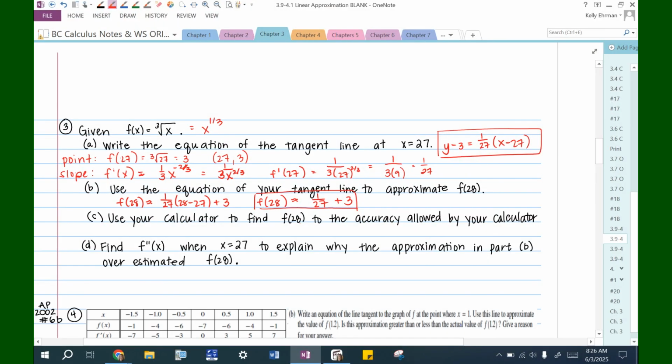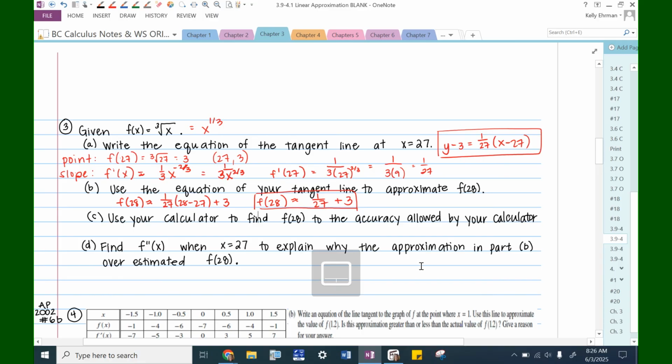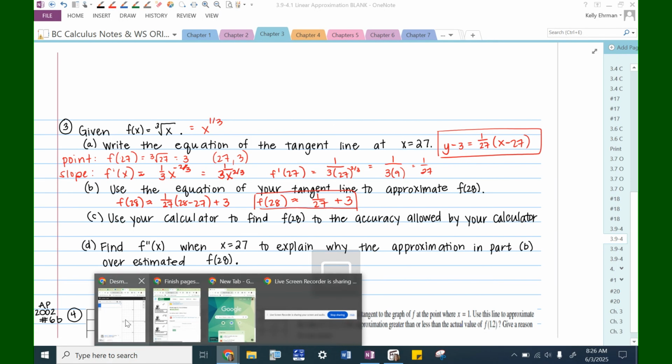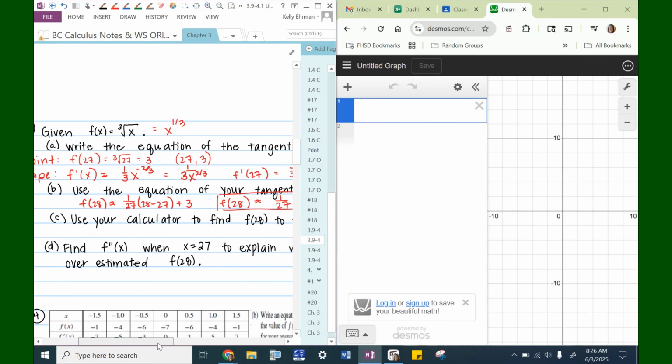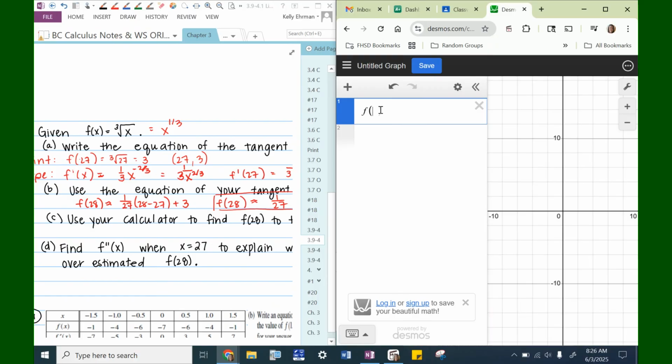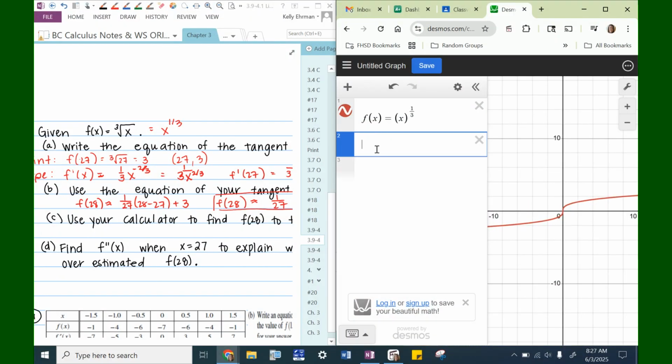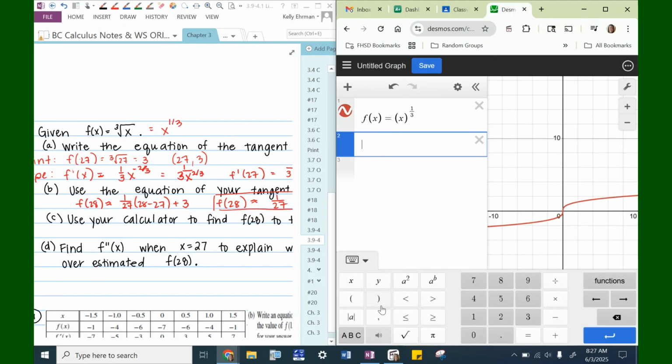Use your calculator to find f of 28 to the accuracy allowed by your calculator. So let's switch over to Desmos. You could use your graphing calculator as well if you want to, but I'm focusing on Desmos because that's on our AP test. So remember, you can type in f of x equals, I'm not sure how to type in cube root. I would use the exponent, x to the 1/3. I'm sure there's a way to do it in here somewhere, but I like to keyboard as much as I can.